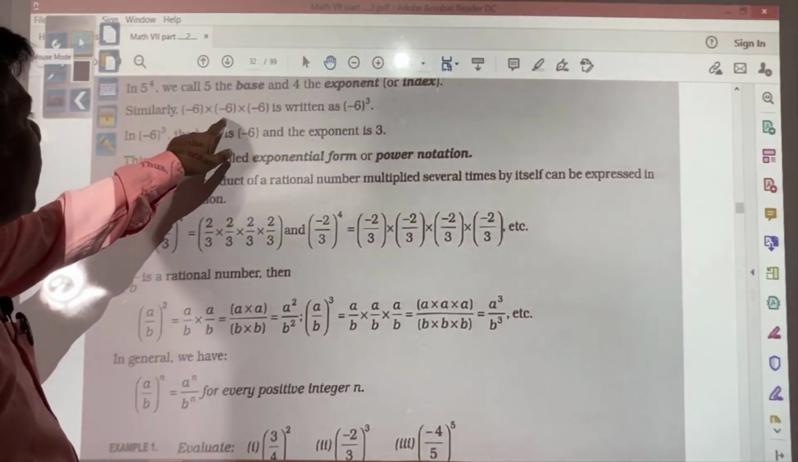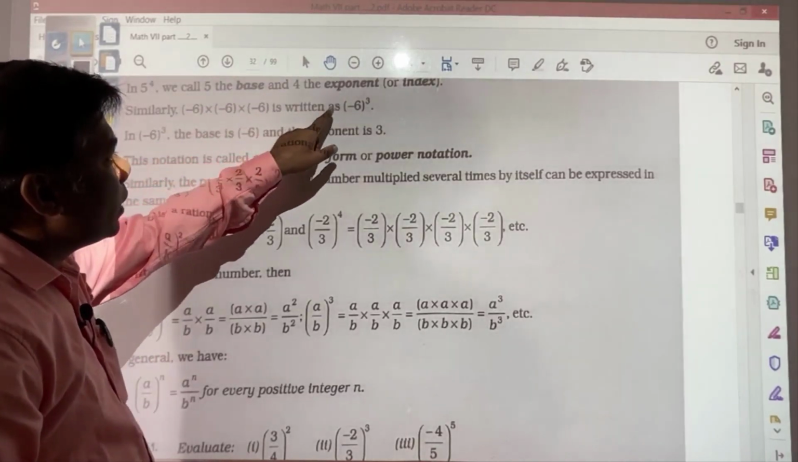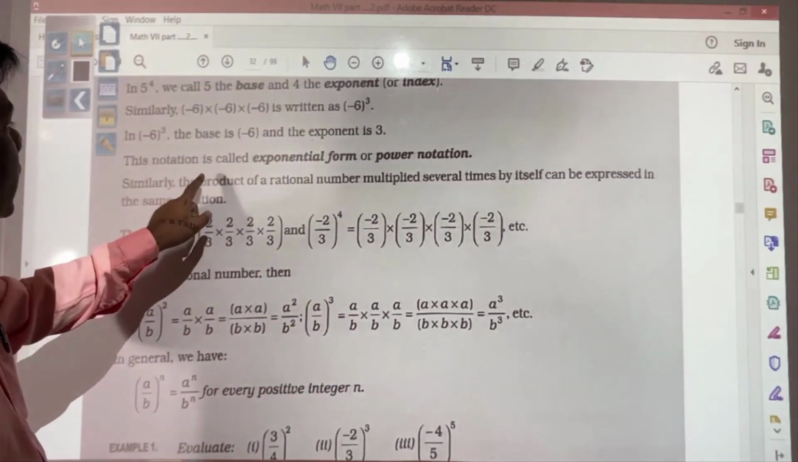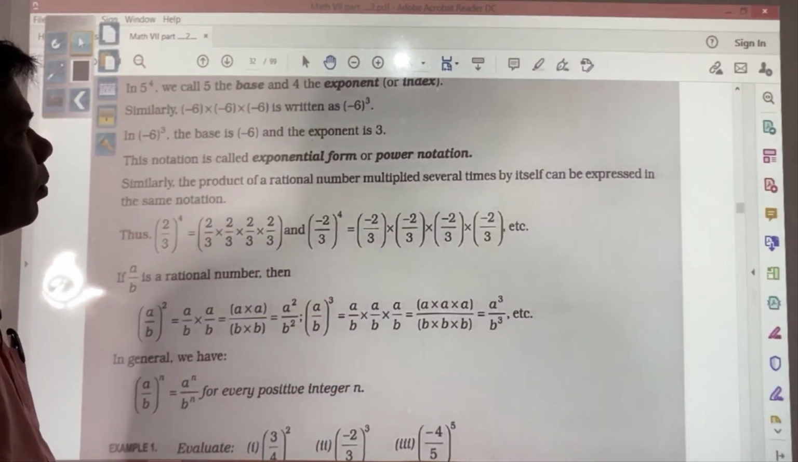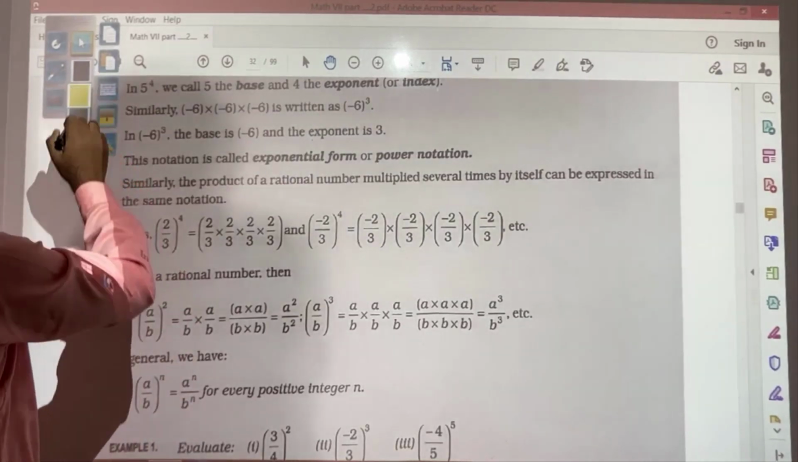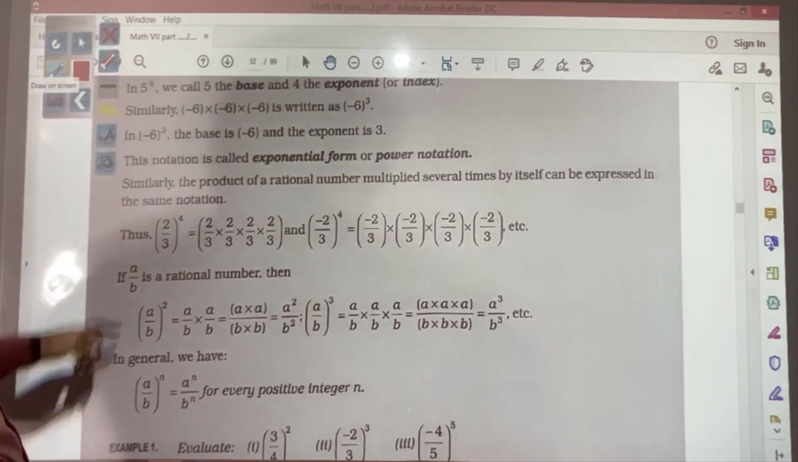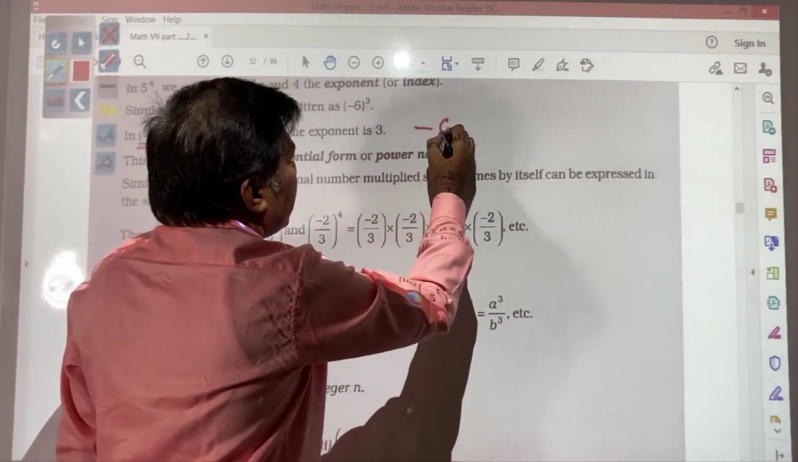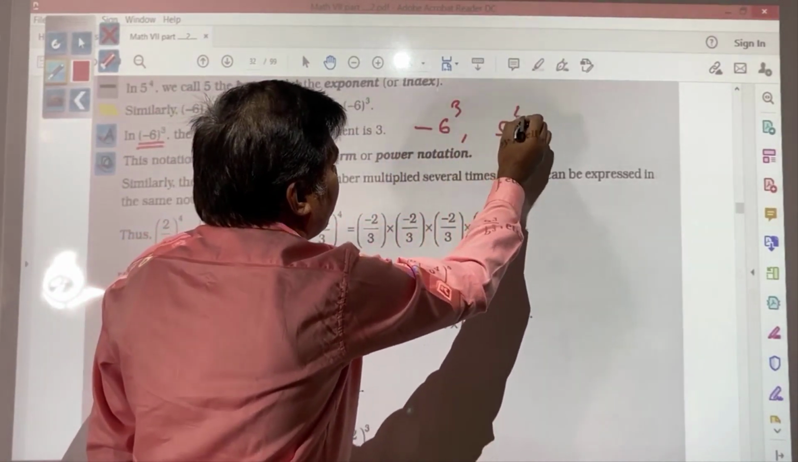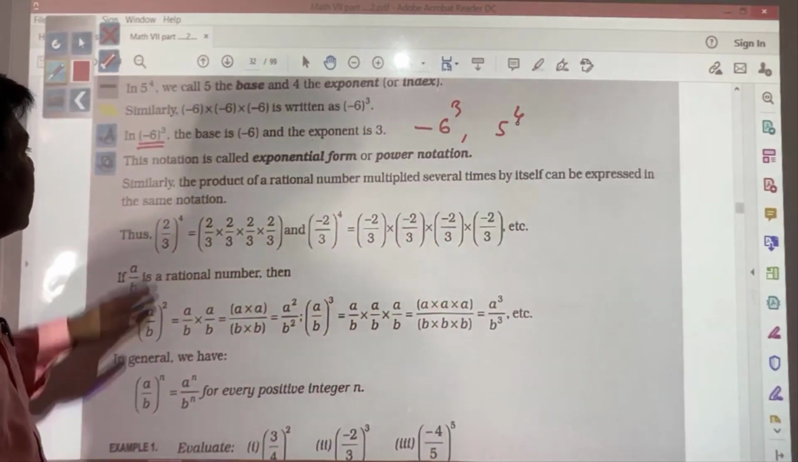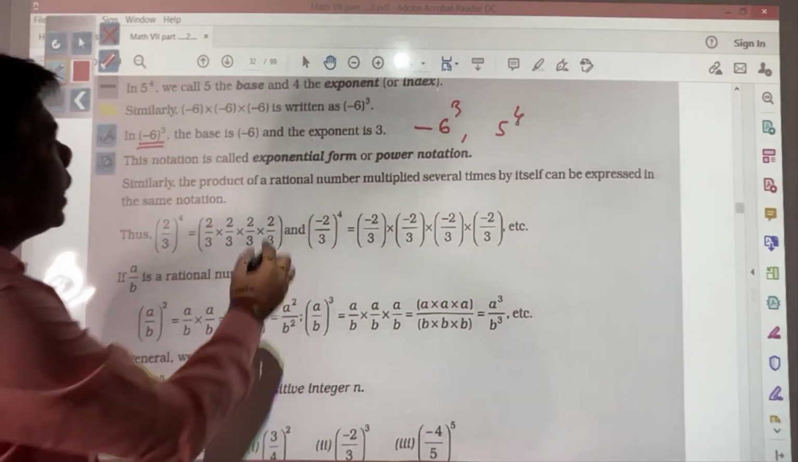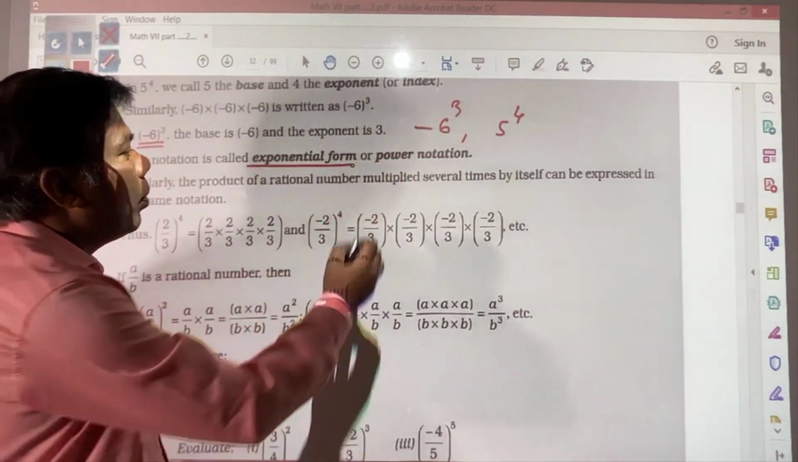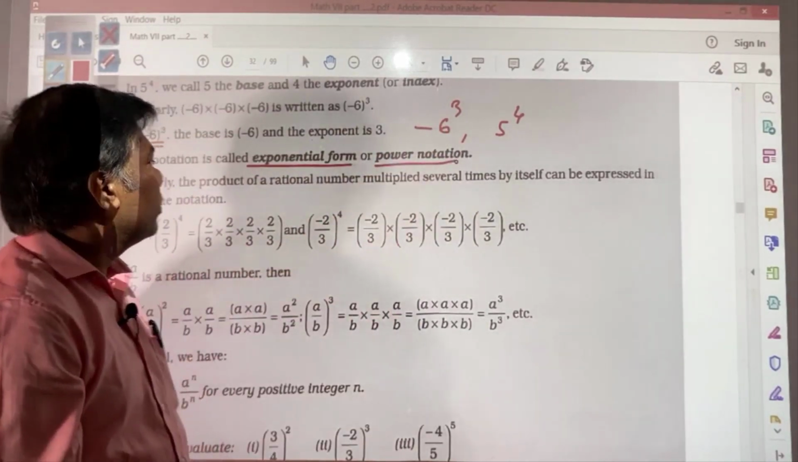Similarly, minus 6 into minus 6 into minus 6 is written as minus 6 to the power 3. The notation is called exponential form or power notation. This notation, like minus 6 to the power 3 or 5 to the power 4 that you have written, is called exponential form or power notation.